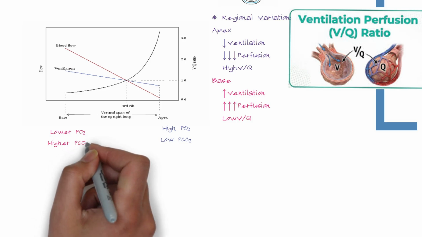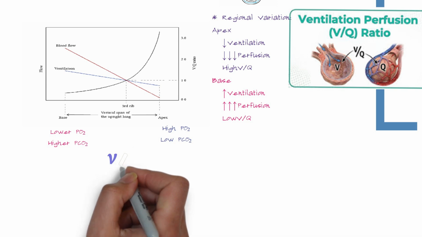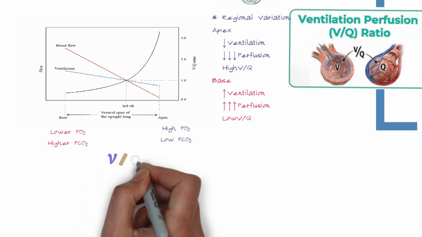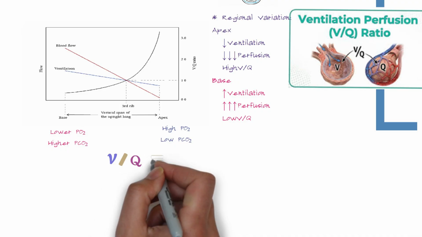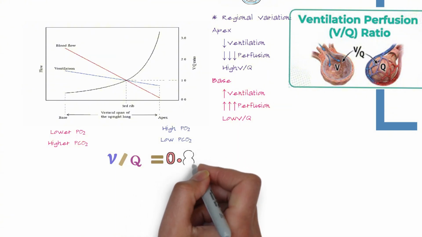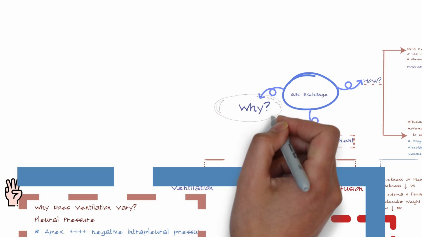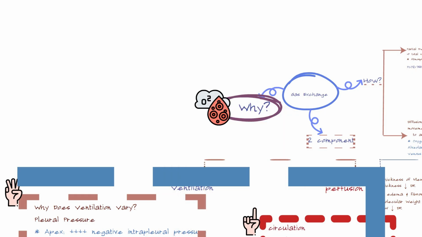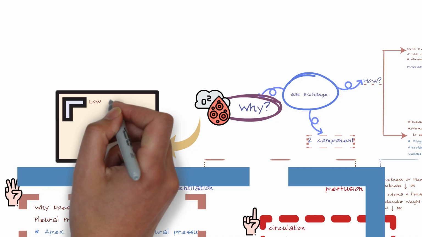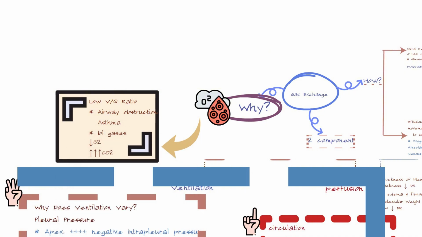Each ventilated alveolus should be perfused, and the normal ventilation perfusion ratio should equal 0.8. However, we have a regional variation in the ventilation perfusion ratio, with a higher ventilation perfusion ratio at the apex compared to the base. And then we said that mismatching of the ventilation perfusion ratios will result in abnormality of the alveolar and blood gases. A low ventilation perfusion ratio, as occurs in asthma or obstruction of the airway, lowers the oxygen and increases the carbon dioxide.